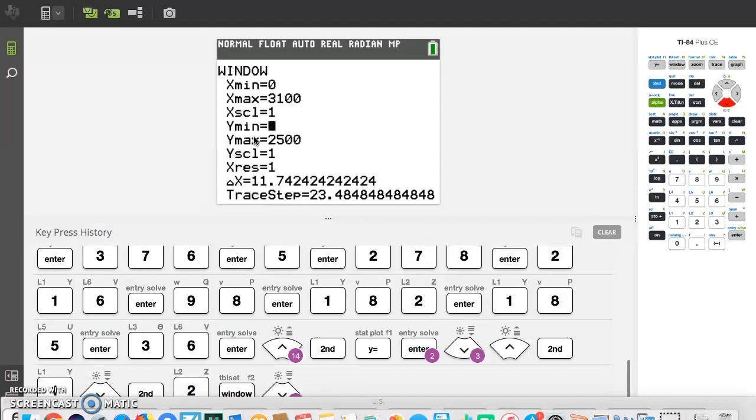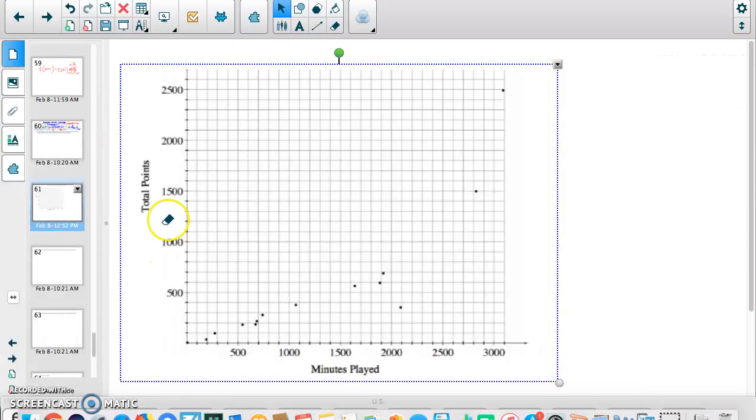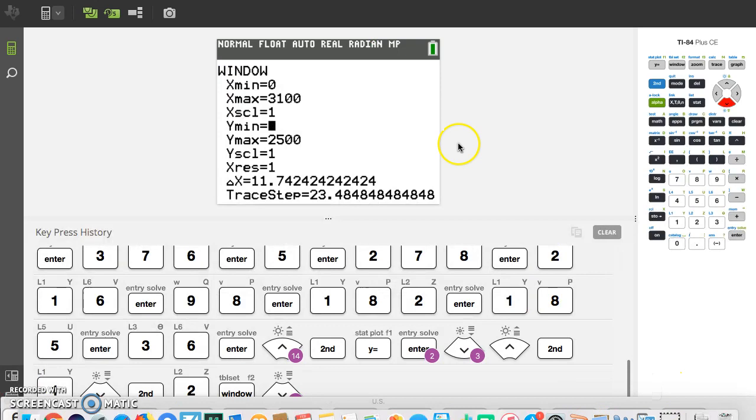We also have to do the same for our y's. So I went from 0 to 2,500. Obviously 0 because we can't have negative points scored. And then 2,500 because the max number of points scored was 2,491. So I just basically round to the nearest 100, right? Just so that it's a nice, whole, nice looking number. And again, you can see this on the graph if you look on the y-axis. They go up to about 2,600. So that's why I picked that.